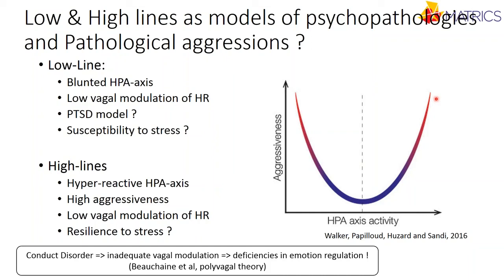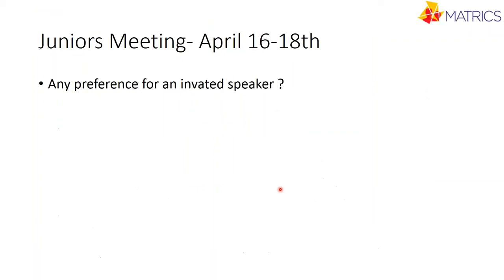HPA axis activity in both extreme cases of low or high activity has been linked with increased aggressiveness. And in this situation, we could say that the low and high reaction to stress of the lines have been linked with also decreased vagal modulation. So this is also something that we would like to suggest as a good model that, of course, needs further investigation, but in the link between aggressiveness and the vagal modulation.